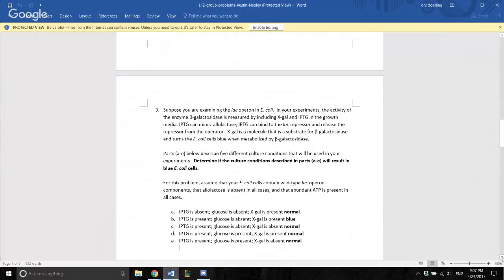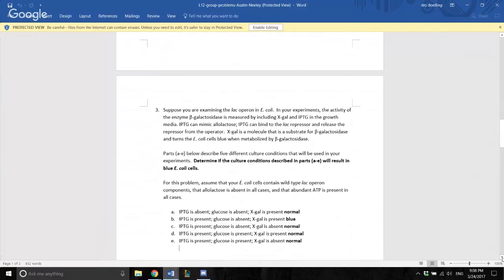Yeah, so it's fine. Okay, so the IPTG is present, glucose is absent, the X-gal is present. It's going to be blue because we need the X-gal for it to be blue, and the IPTG is what helps it be processed. C, the IPTG is present, glucose is absent, X-gal is absent. Well, because there's no X-gal in there, it can't be blue because that's the stuff that is blue. So that's easy. For D, IPTG is present, glucose is present, X-gal is present.